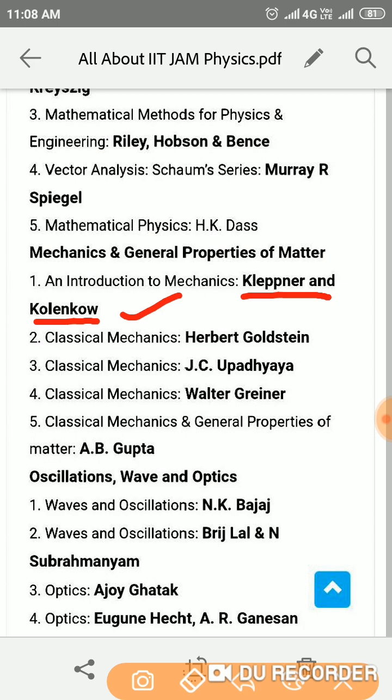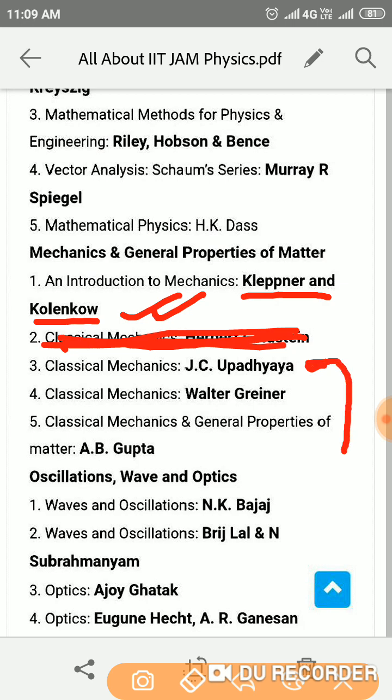And you don't have to worry about Goldstein. No need to study Goldstein. If you are not studying Kleppner, then you can refer to JC Upadhyaya. But if you ask me, I will refer Kleppner. And if you are going to refer to an Indian writer, you can choose between JC Upadhyaya and AB Gupta. So for mechanics, Kleppner if you are going to refer to a foreign author, and otherwise, if you are not comfortable with that and have to choose an Indian writer, then choose between JC Upadhyaya and AB Gupta.